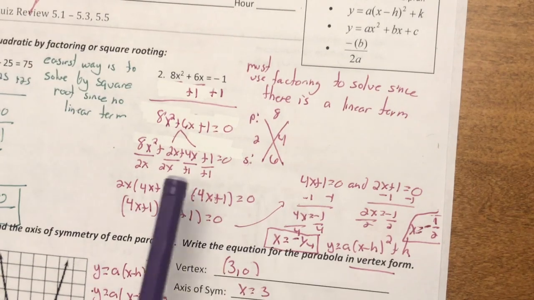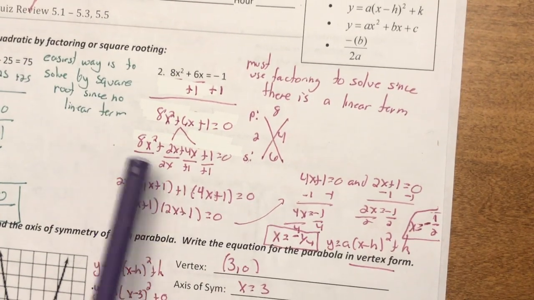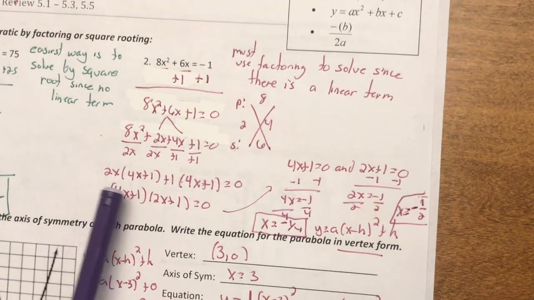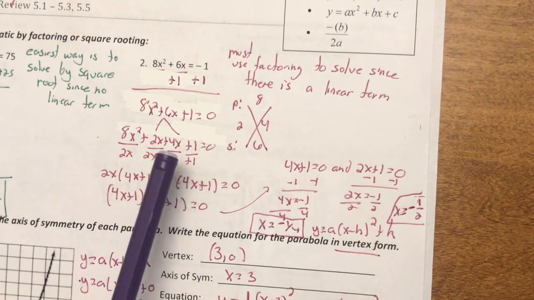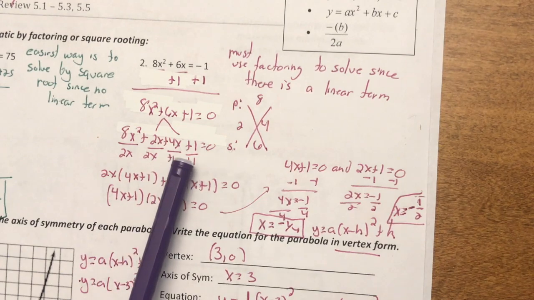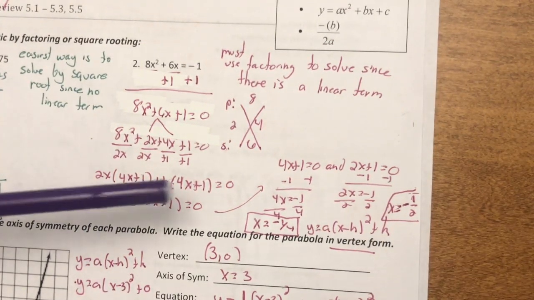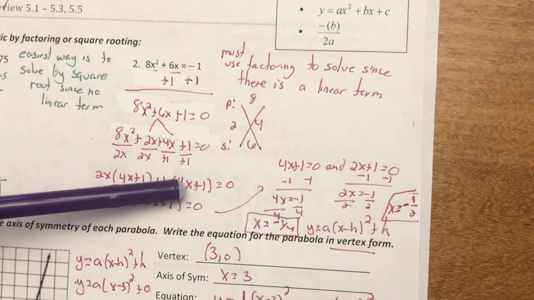We pair them off, and out of the first pair of numbers, we can factor out a 2 and an x, and that will leave us with 2x times 4x plus 1. Now, out of the second pair of numbers, the only factor they have in common is a positive 1, but I still have to factor that out. So I put a plus 1, and then I just write 4x plus 1.